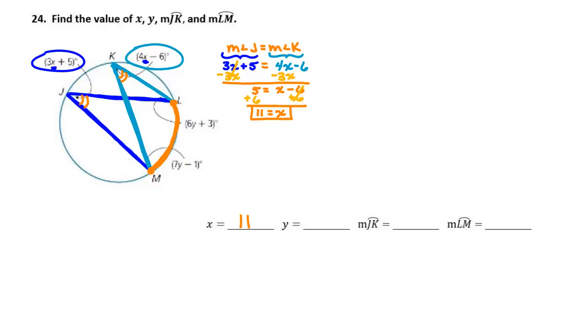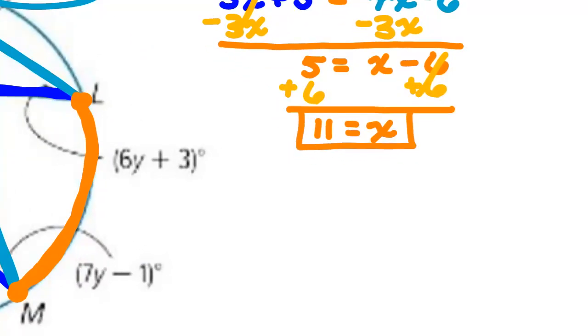What is the arc that both of those angles are intercepting? Wait, what was the question? What is the arc that both angle J and angle K are intercepting? LM. That's one of the things we're supposed to find here. So let's go ahead and find the measurement of arc LM.